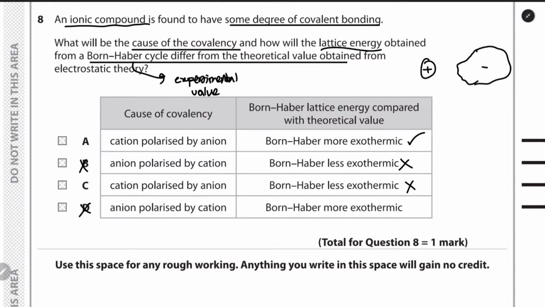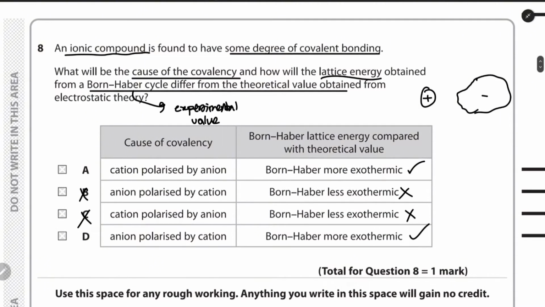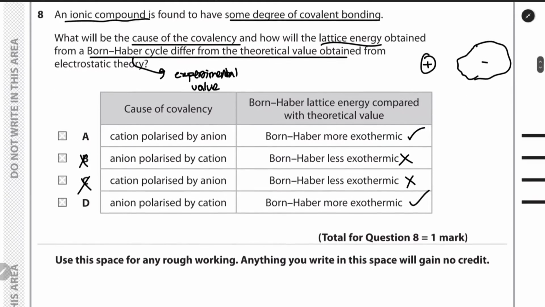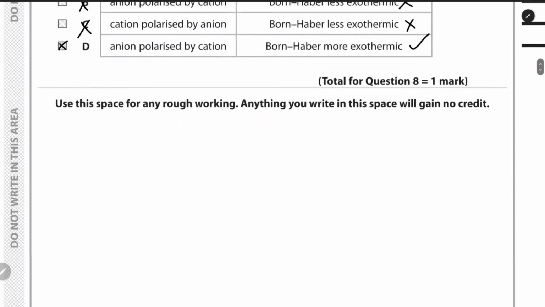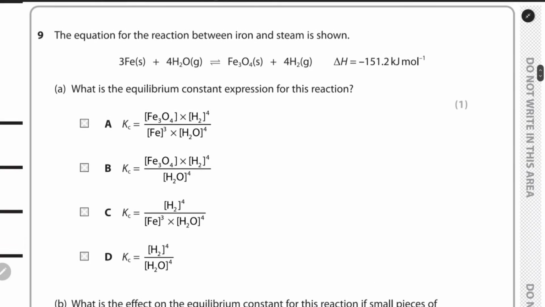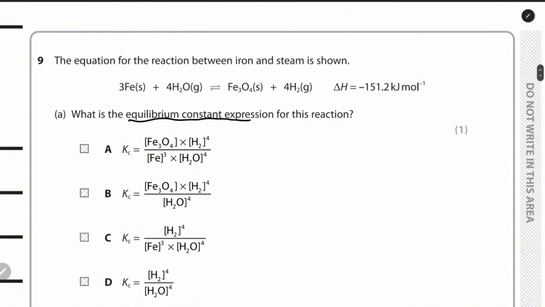So we say that, this is cancelled. So B and C are not the answer. It will be more exothermic. So A and D can be the answer. Now between A and D, we have to talk about how the anion is polarized by the cation. So A is out since we are talking about the cation being polarized by anion. This is wrong. The anion must be polarized by the cation. So D is the answer. Now moving to question 9. We have to find the equilibrium constant expression for this reaction.